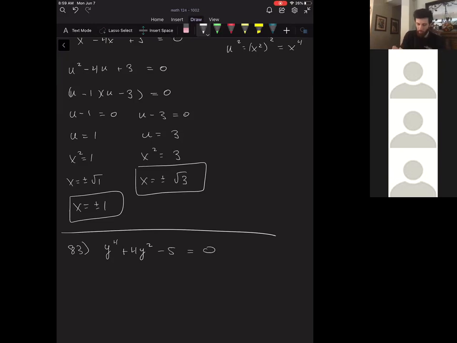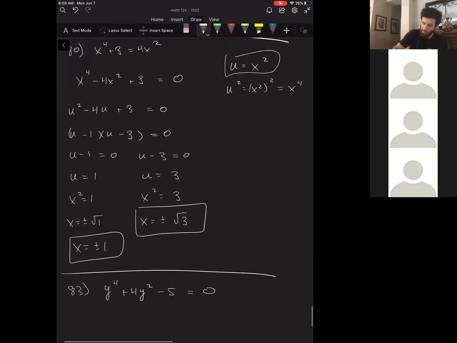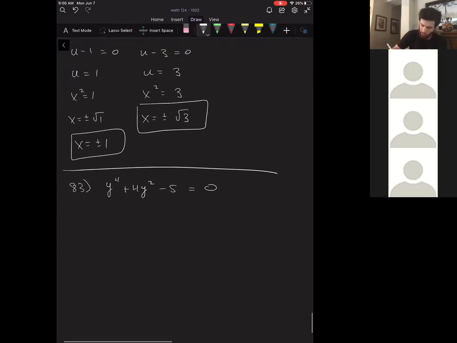Again, we have that same problem where you have a y to the 4th and a y squared, which maybe just looks visually unpleasing to solve. So let's do that same thing with the u trick. Let u equal y squared. That tells us that if we squared both sides, we would get u squared is going to be y to the 4th power. So let's just replace everything.